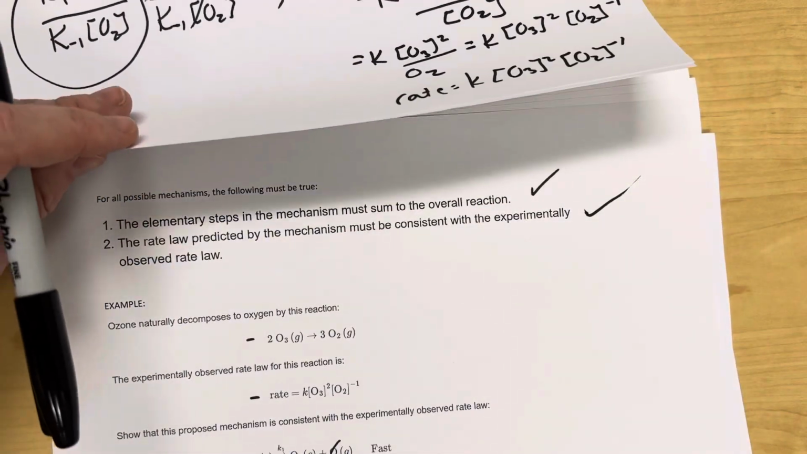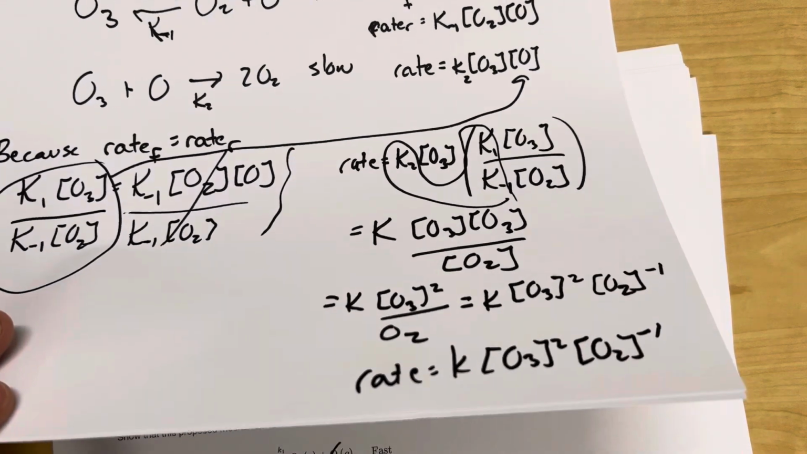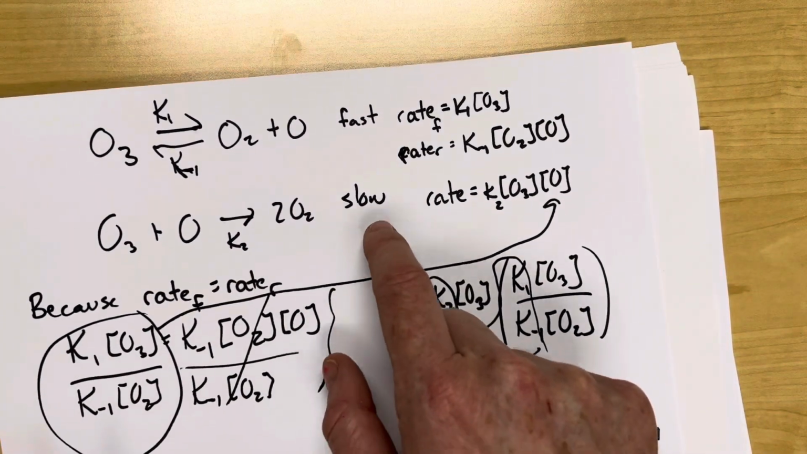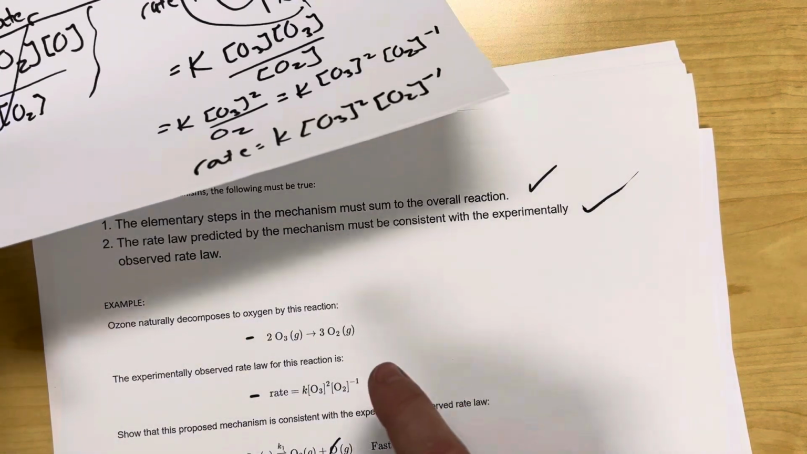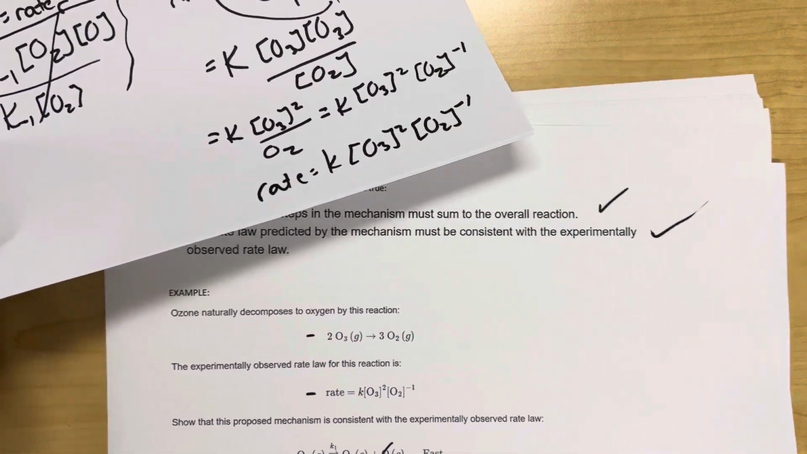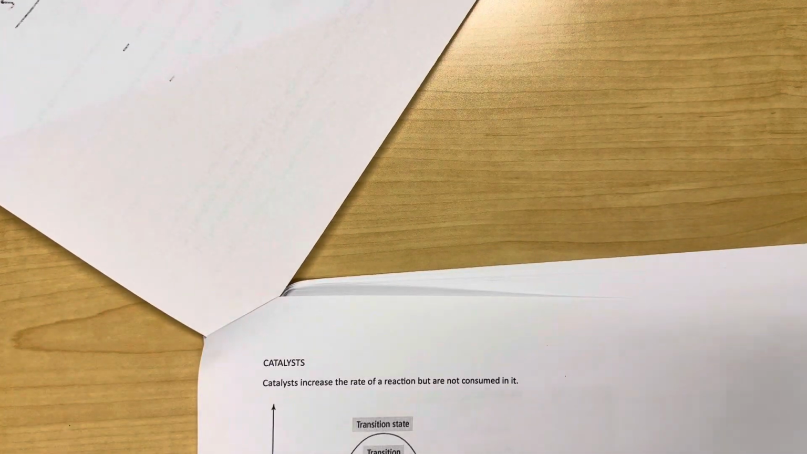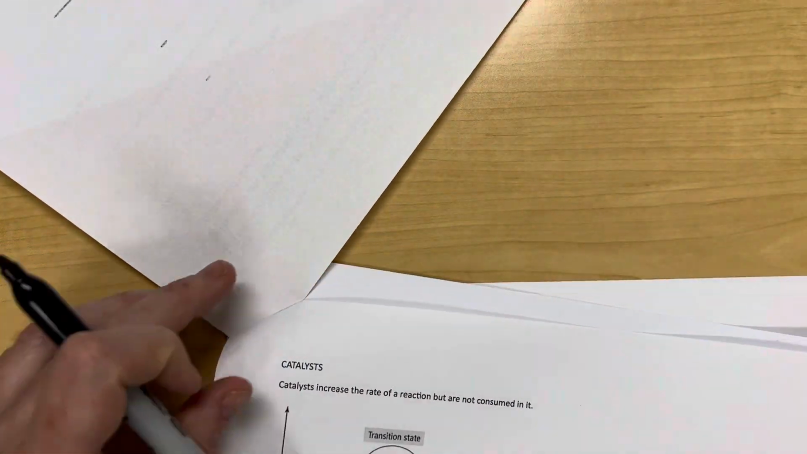So we summed everything up and made sure it all added up, and we proved that the slow step rate law gave us exactly the same rate law back that the experimentally determined rate did. Whew. My favorite problem of the semester, for sure. All right.